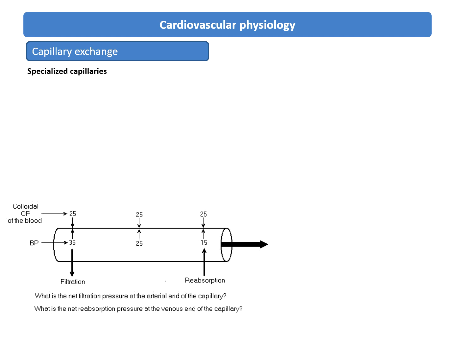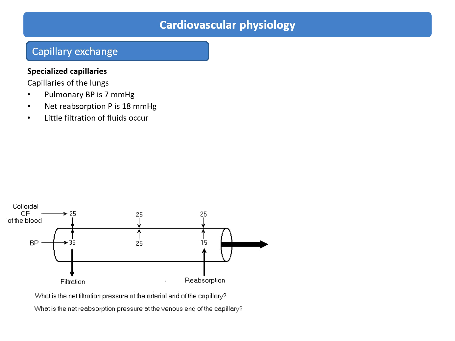Specialized capillaries exist in the body. The capillaries of the lungs have a low blood pressure. Pulmonary blood pressure is around 7 millimeters of mercury. The net reabsorption pressure is 8 millimeters, and so very little filtration of fluids occurs in the lungs.